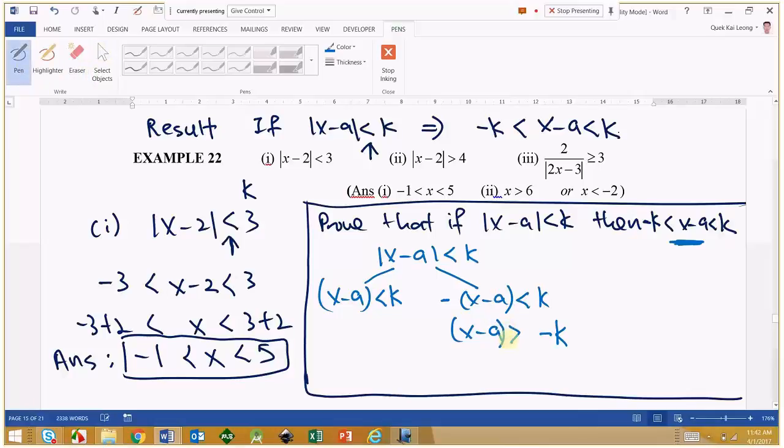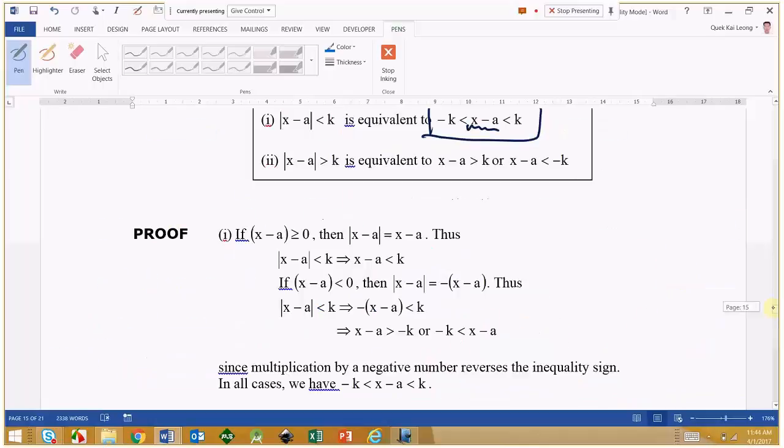Now it's an AND condition. So x minus a must be greater than minus k, and x minus a must be less than k. See, this is the result given in the book.